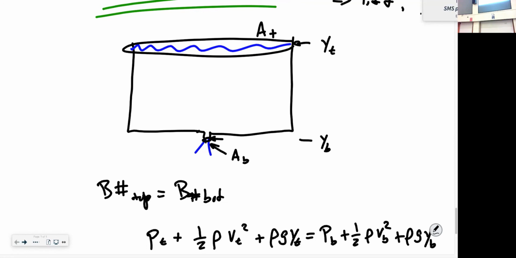Air resistance. Yeah, let's ignore air resistance. That's good, you're right. There will be some air resistance, but let's ignore that for now. Isaac? Even if there's a big difference in height, it will just be P atmosphere.